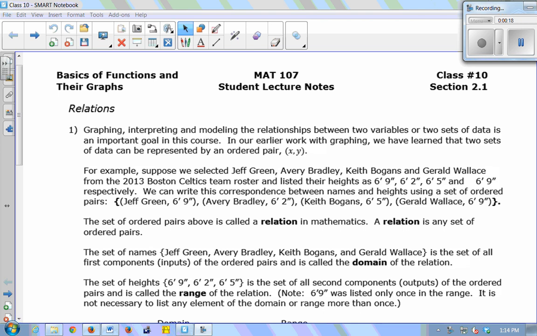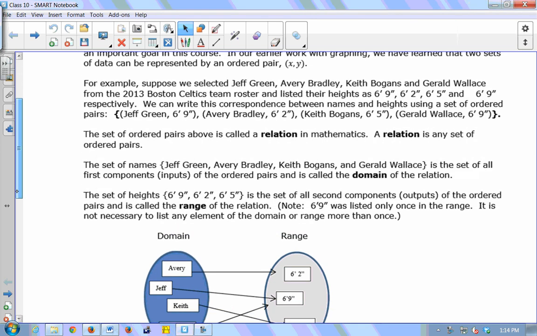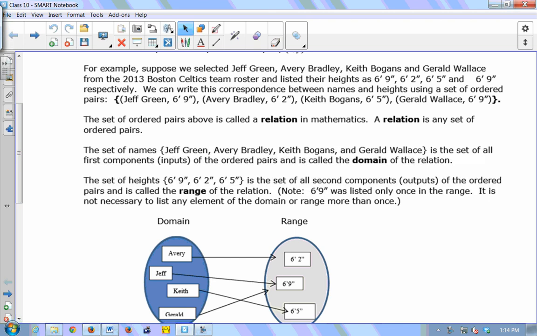In our earlier work with graphing, we learned that two sets of data can be represented as an ordered pair, x comma y, and we can plot that so that we have a graphical interpretation. For example, suppose we select Jeff Green, Avery Bradley, Keith Bogans, and Gerald Wallace from the 2013 Celtics team, and we list their heights. They're 6'9", 6'2", 6'5", and 6'9". So we could write this correspondence between each player's name and their height as ordered pairs.